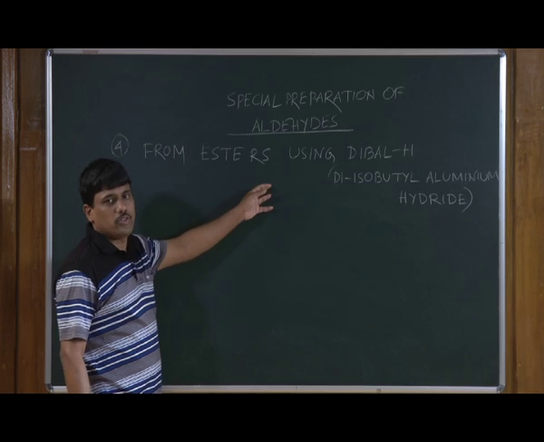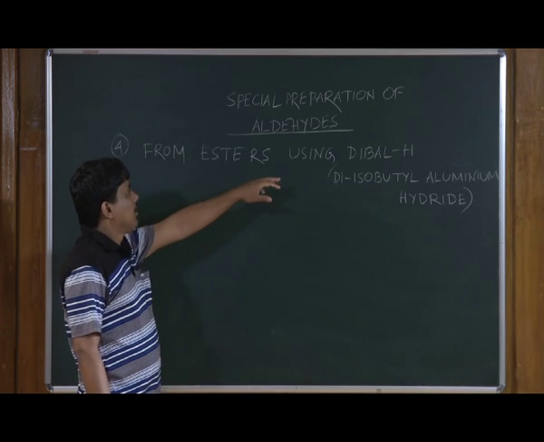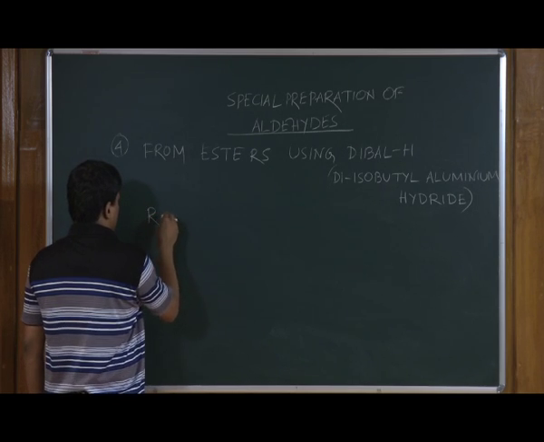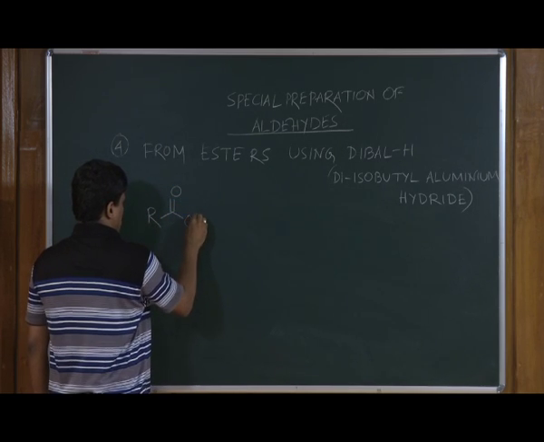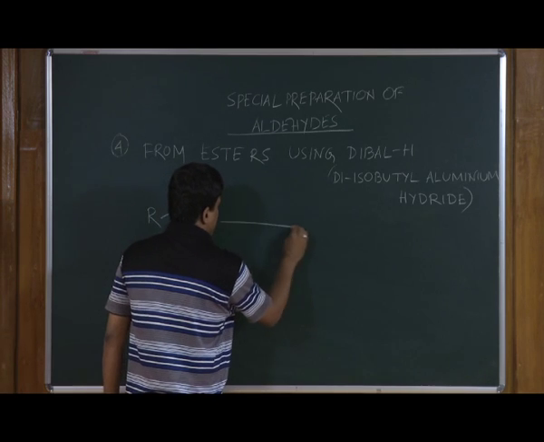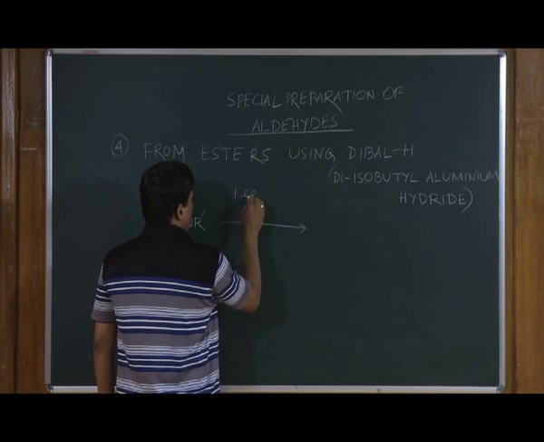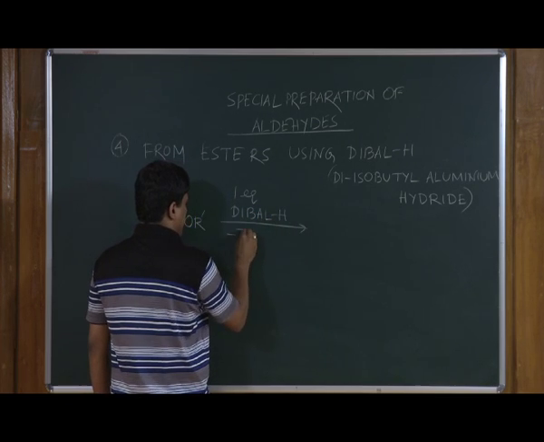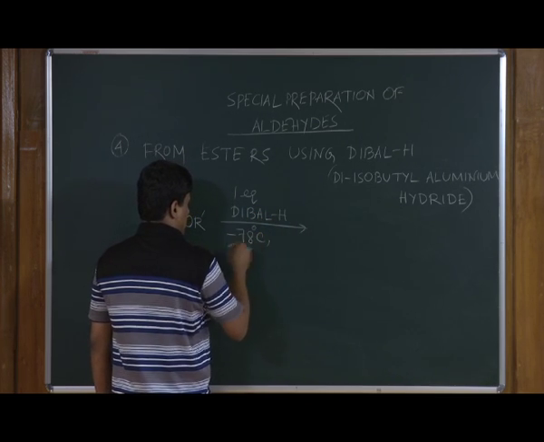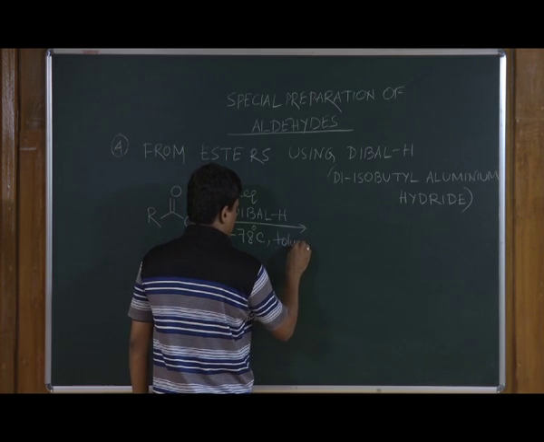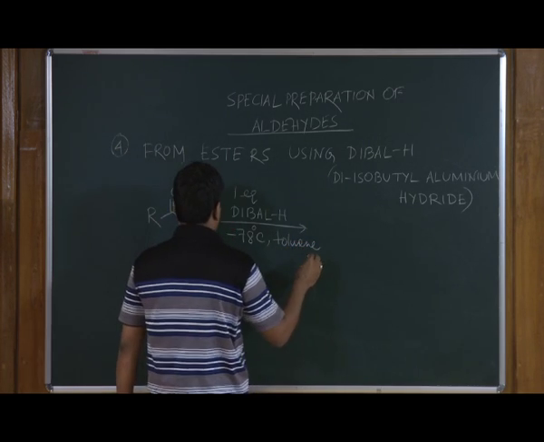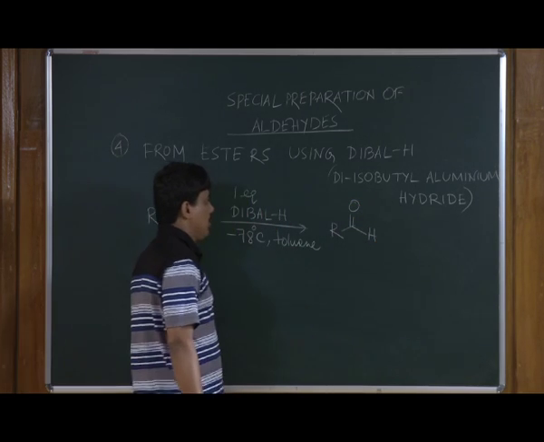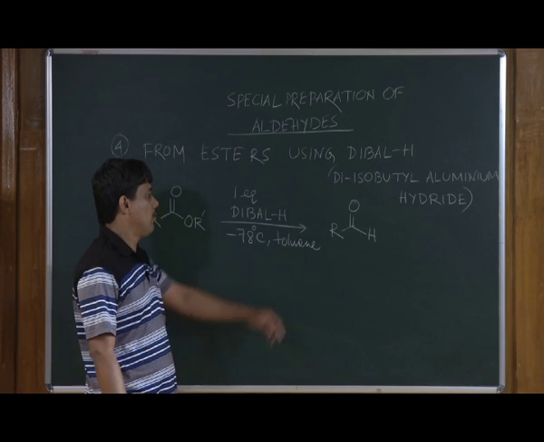Esters can also be reduced using DIBAL-H, and that also gives aldehydes. But under special conditions. What is the special condition? One equivalent of DIBAL-H you have to use, and toluene is generally the solvent of choice here, at low temperature. Because if you use it at room temperature, then you will get some alcohol.